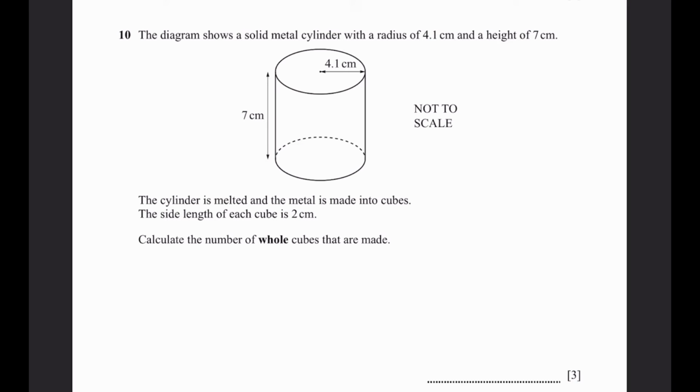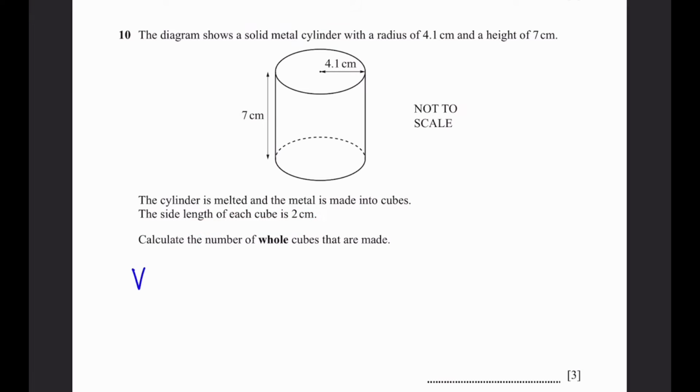Question 10. The diagram shows a solid metal cylinder with a radius of 4.1 centimeters and height 7 centimeters. The cylinder is melted and the metal made into cubes. The side length of each cube is 2 centimeters. Calculate the number of whole cubes that are made. Well, first let's find the volume of the cylinder, because that is the volume of metal which is used to make the cylinder and also used to make the cubes.